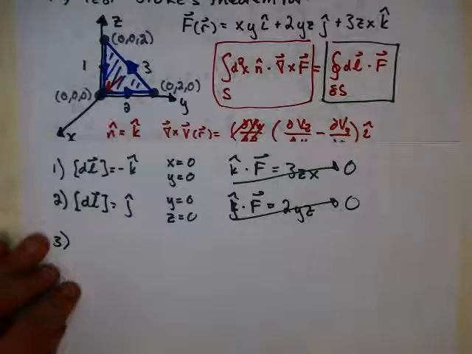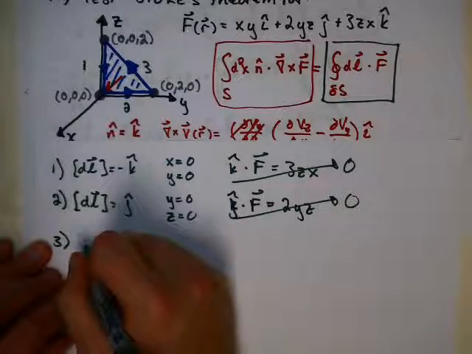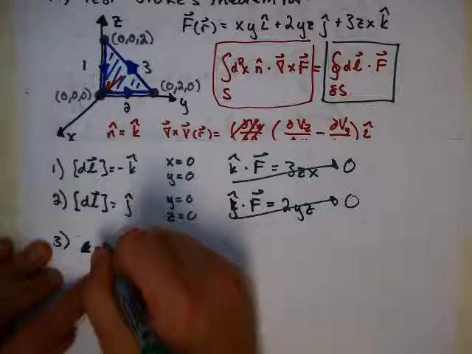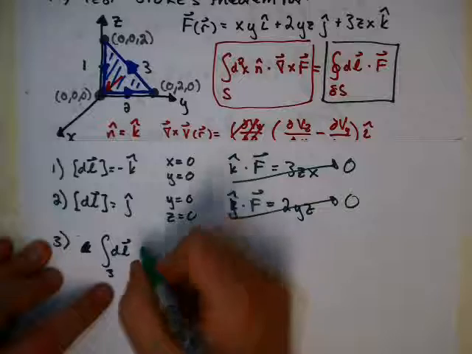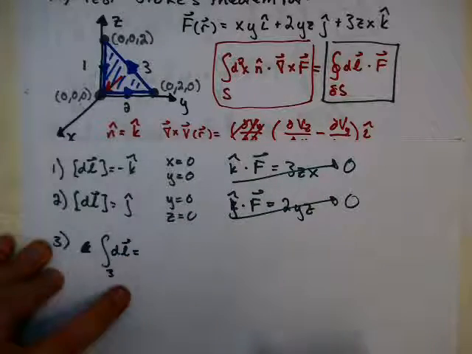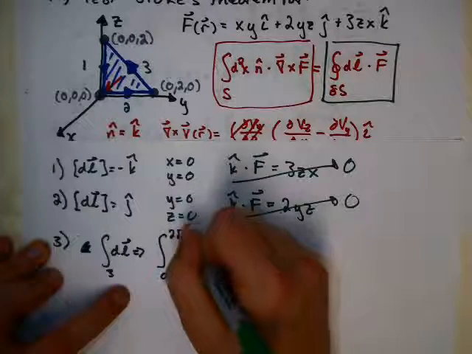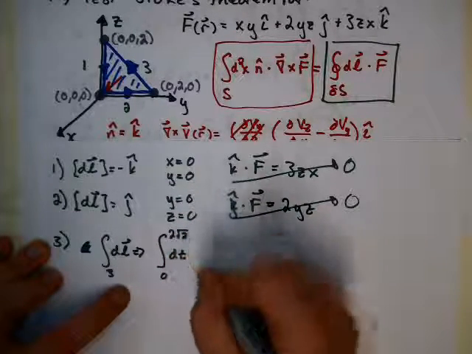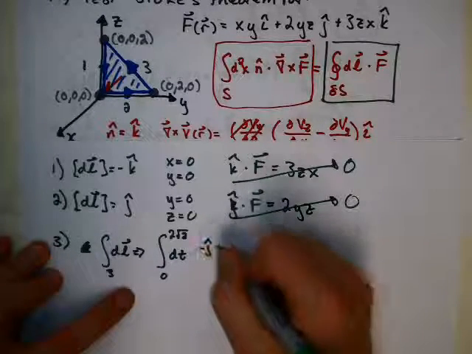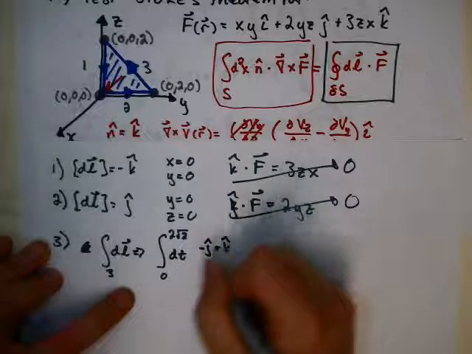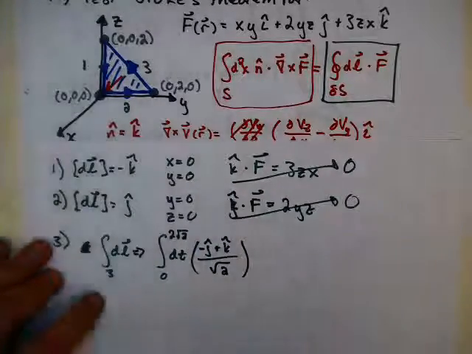For leg 3, we have to parameterize the path, and so I have to worry about 2 things. I have to worry about what dl is, and specifically the integral of dl vector along this path 3. I'm going to parameterize it in terms of arc length, so t goes from 0 to 2√2 dt, and the direction of dl, the unit vector, is in the minus y direction, positive z direction, equal amounts, and so that's going to give me the unit vector.